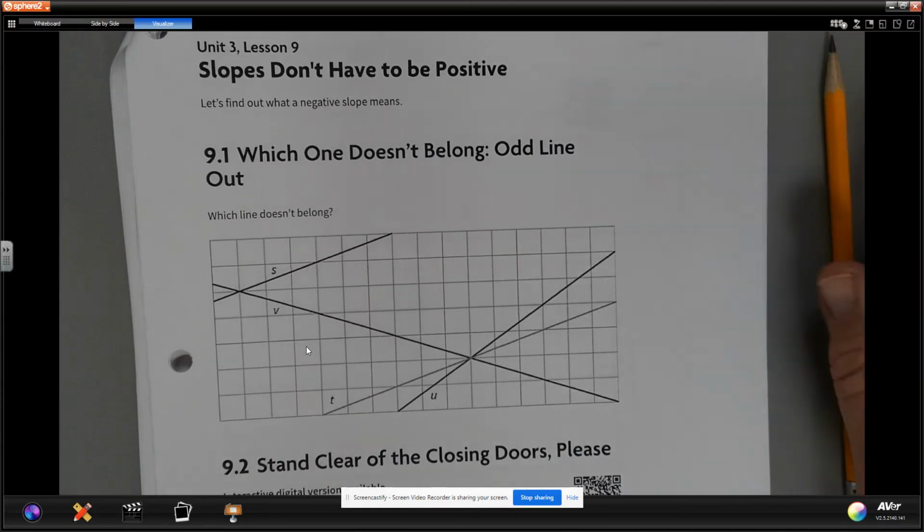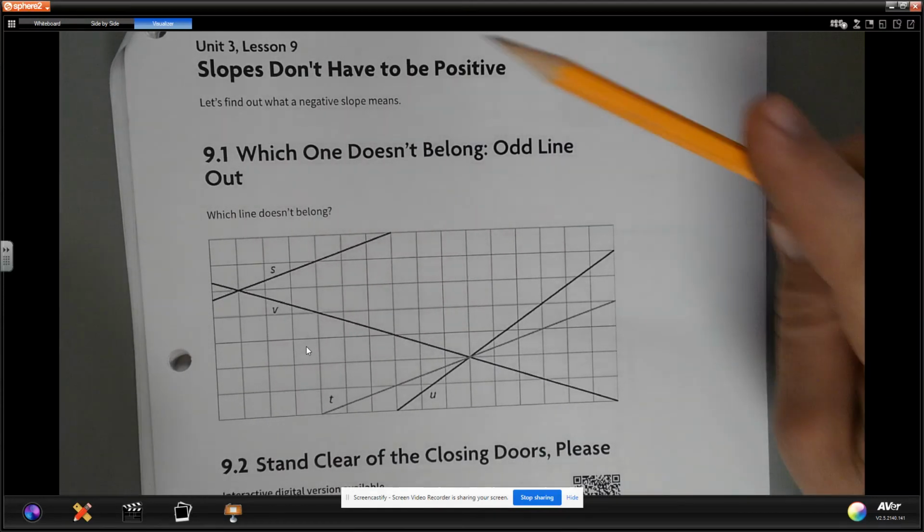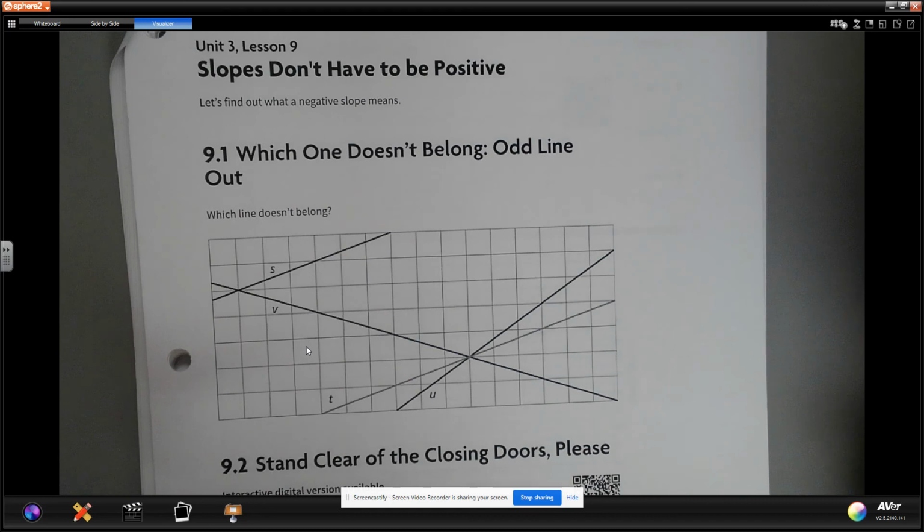Welcome back for another lesson in Math 8. Today we are in Unit 3, Lesson 9. Slopes don't have to be positive. We're going to find out what it means to have a negative slope, also to have a zero slope.